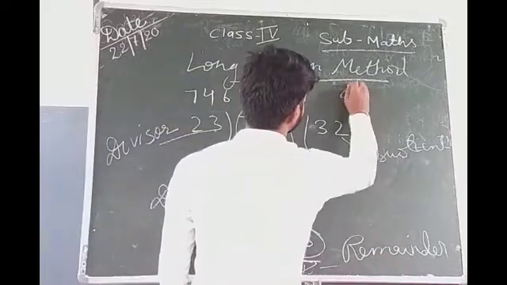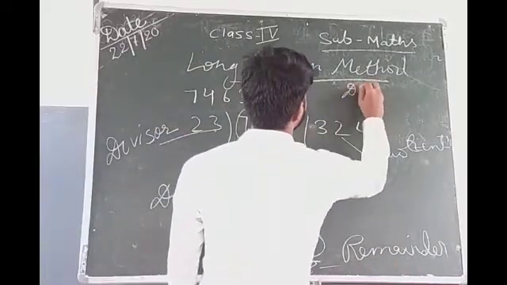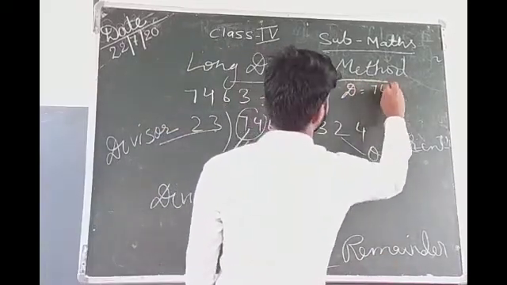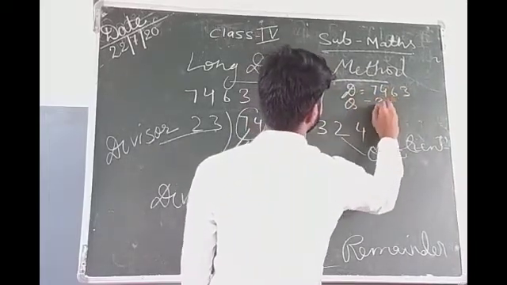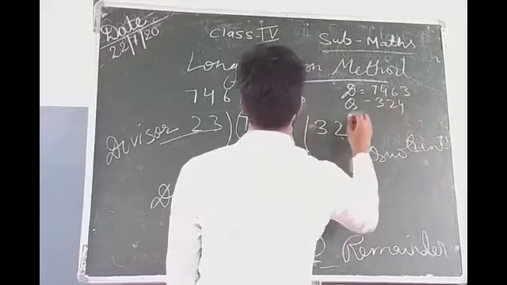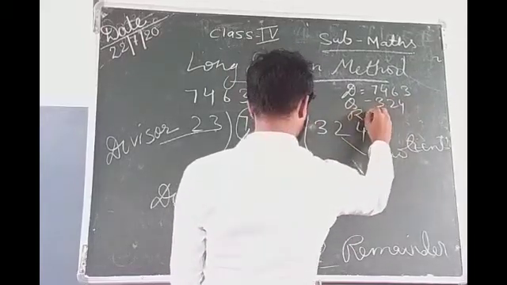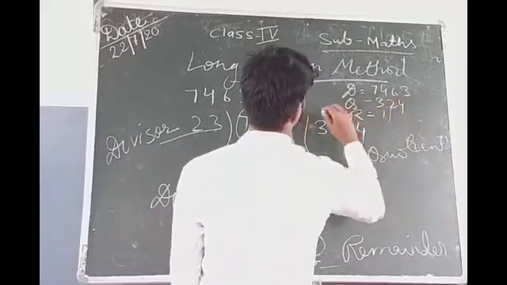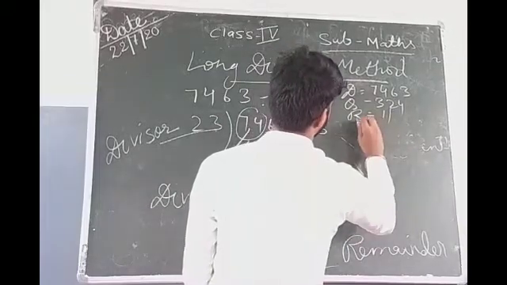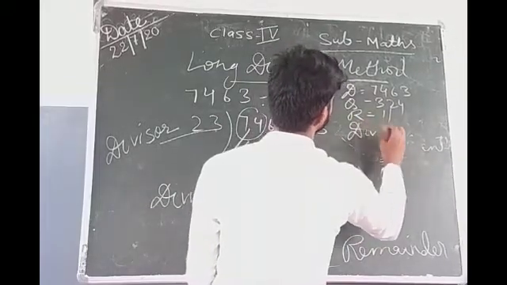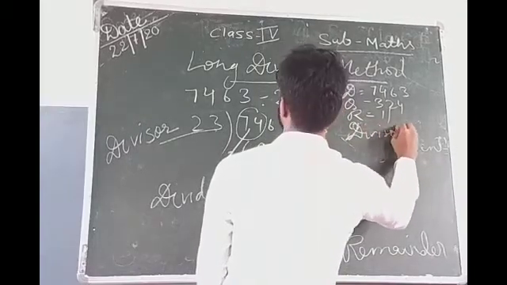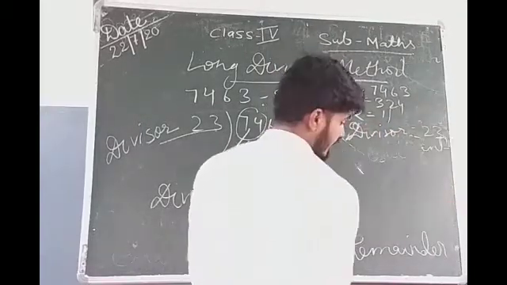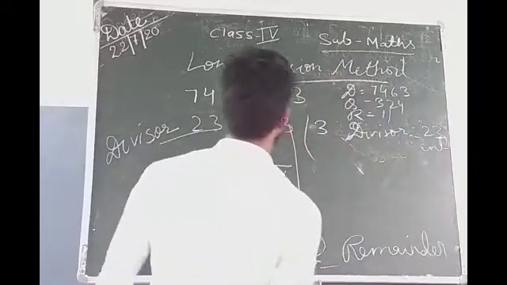So write here at first. Dividend is equal to 7463. Quotient is equal to 324. Remainder is equal to 11. And divisor is equal to 23. Now we will verify our answer with the following.